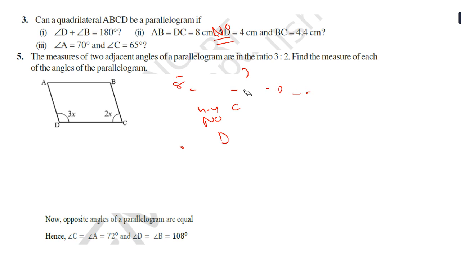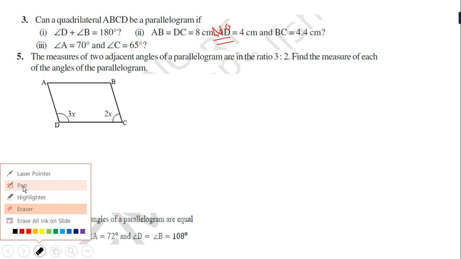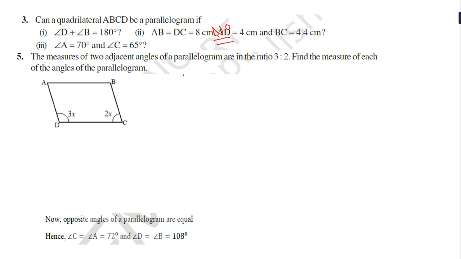Find all angles. So ratio is given. So there is one figure that we have drawn here. Ratio is given. So let the angle be x. Therefore angle A, opposite angles are equal. So 2x. Here it is 3x. So angle A is equal to 2x. Angle B is equal to 3x. Angle C is equal to 2x. Angle D is equal to 3x.